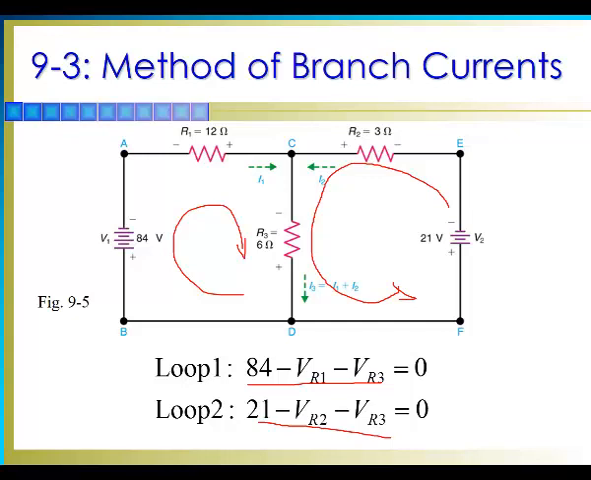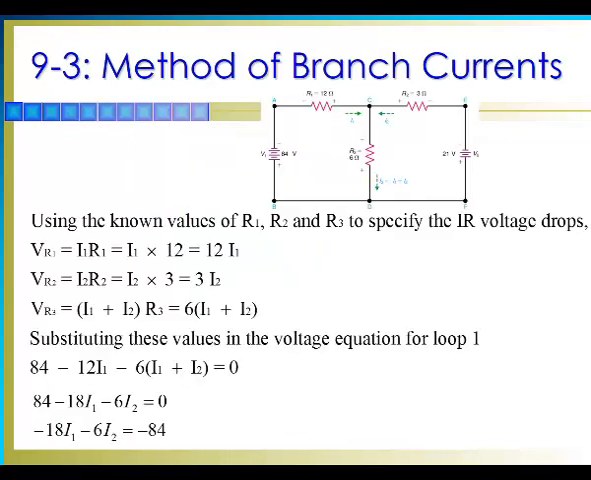So what we're going to do is eliminate one of these variables, and replace the voltages. Instead of voltage, we're going to write the voltage in terms of current times resistance. So for voltage VR1, this is the current 1 times the resistor 1, which is 12 times I1. At this point, we don't know I1 yet.